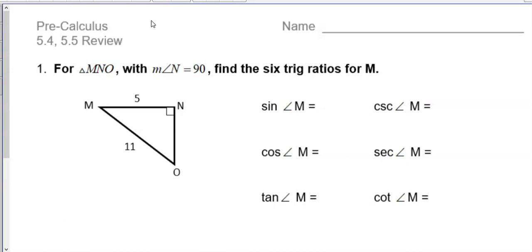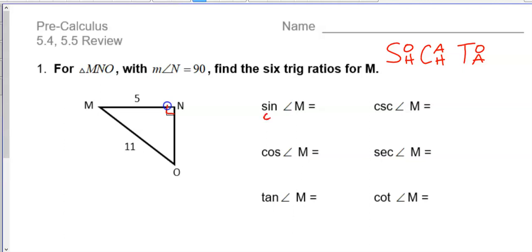So first of all, we have triangle MNO. We know that angle N is 90 degrees and that's already marked in the diagram, so that's nice. Find the 6 trig ratios for M, okay? So trig ratios, that is your SOHCAHTOA. So I would maybe start by writing that down.